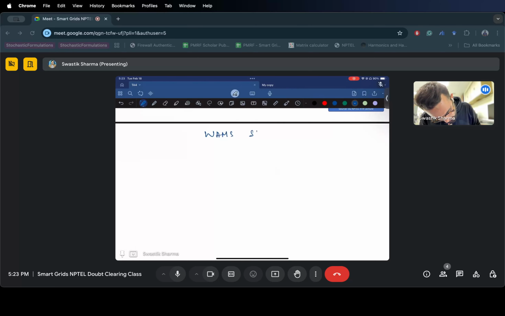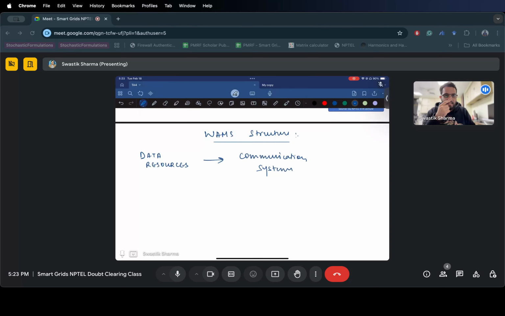So let's discuss the structure. When I talk about WAM structure, what we require for a monitoring system, two things are required, right? Mainly, you should have data coming from resources. You need data resources, and you need a communication system, without which you can't have wide area monitoring. Sitting at a remote place, you can't have complete observability of the entire network. For that, you need a proper, resilient communication system, as I should say.